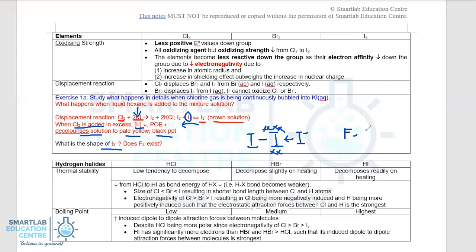F3 minus is unable to exist. The reason is that fluorine is a period 2 element, which means that it can take up a maximum of 8 electrons, since it does not have any d subshell. So the F minus is unable to form a dative bond to the fluorine atom because its outermost electron shell is already fully filled.